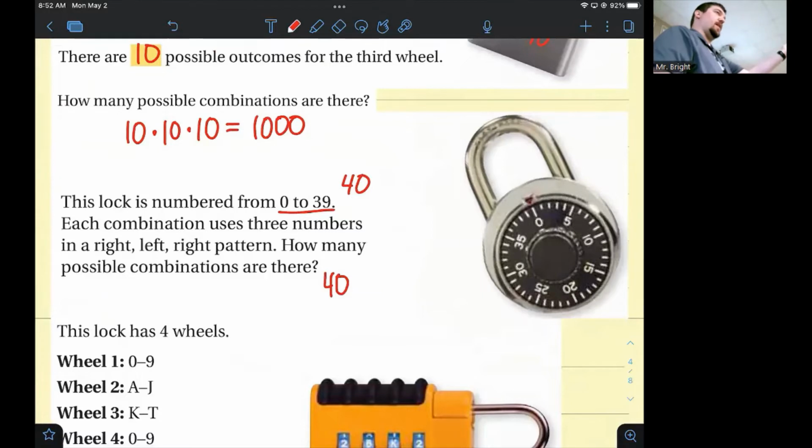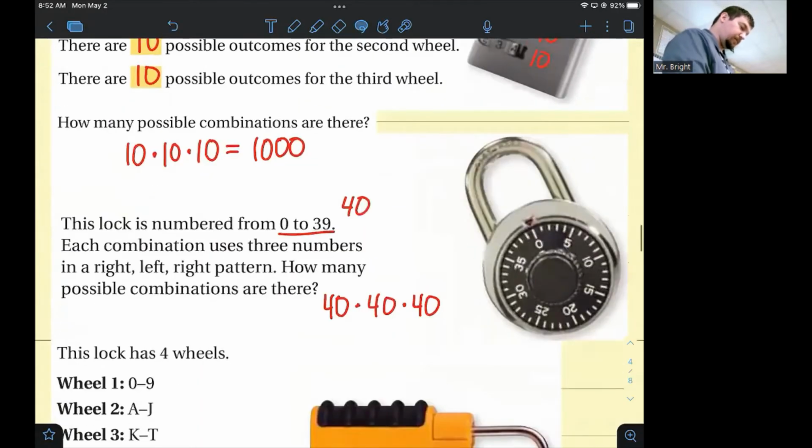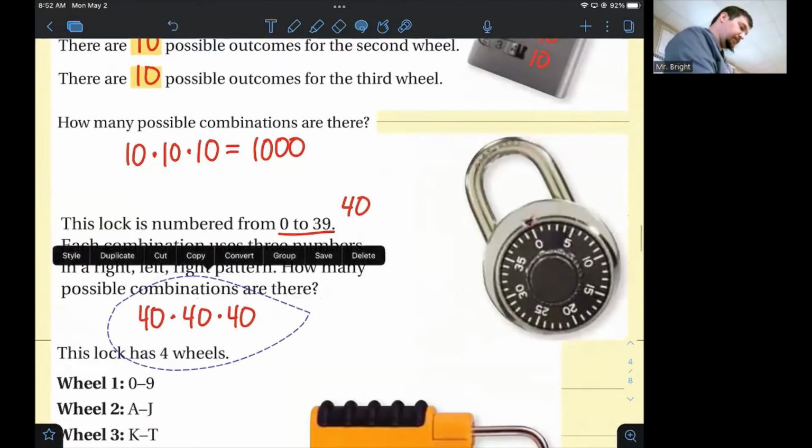And then when you go the other way, can a number repeat? Sure it could. So you have another 40 numbers you could choose from. And when you go the third way, there's another 40 numbers you could choose from. So what's 40 times 40 times 40? Shout it out when you got it.